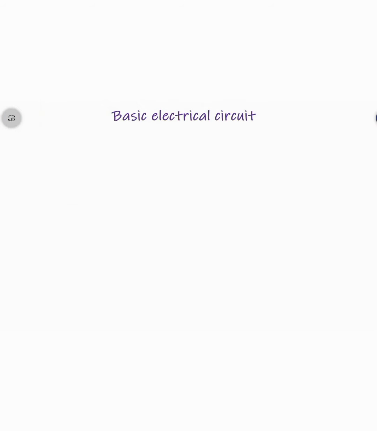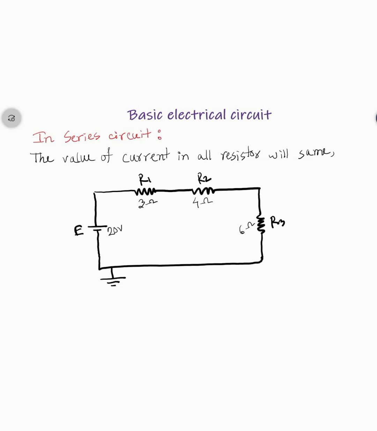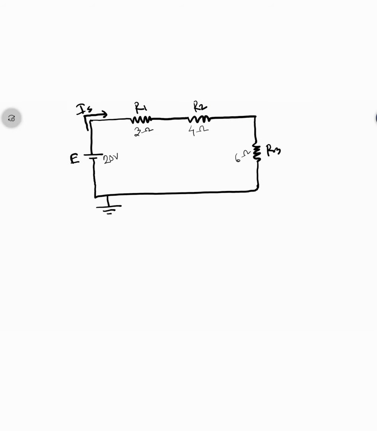Now we are going to learn an important topic. In a series circuit, the value of current in all resistors will be the same. Let's draw another circuit. In this circuit, we have a voltage source of 20 volt and 3 resistors, and the circuit is grounded. Here flows the total current, Is. From Ohm's law, we know Is equals E over RT. Then what's the value of RT?